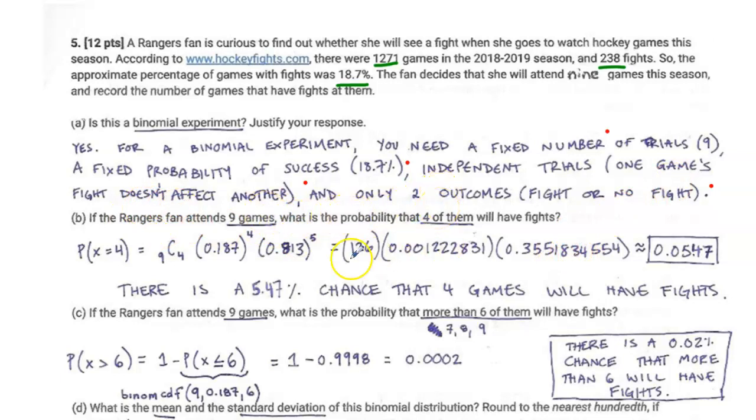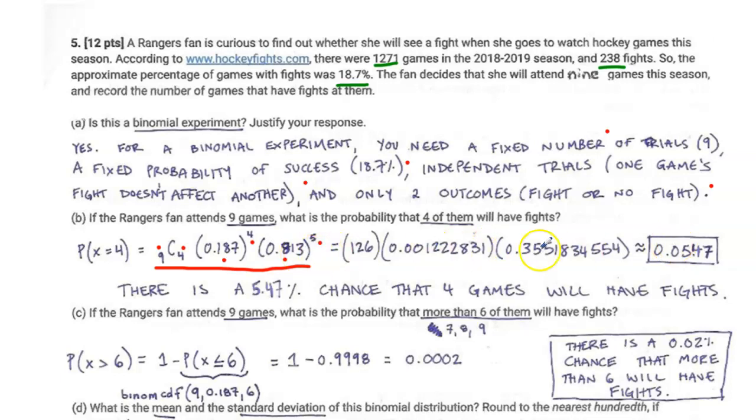Well, this is binomial probability, so I'm going to use the binomial probability formula here. This first number is the number of trials. This second number is the number of successes. I don't know if successes could be counted as a fight because nobody wins in a fight. But anyway, this is the probability of a success. That's 0.187. This is the number of successes to the 4th power. This is the probability of failure. It's 1 minus 0.187. And this is the number of failures that we want, because 9 minus 4 is 5.